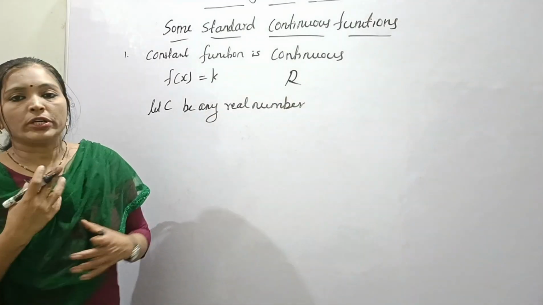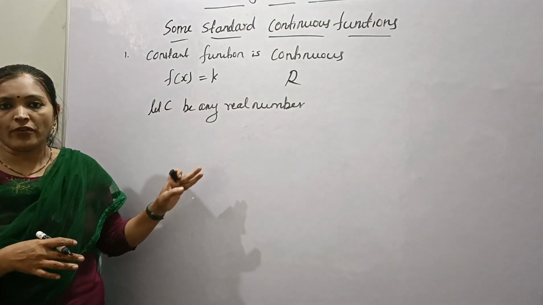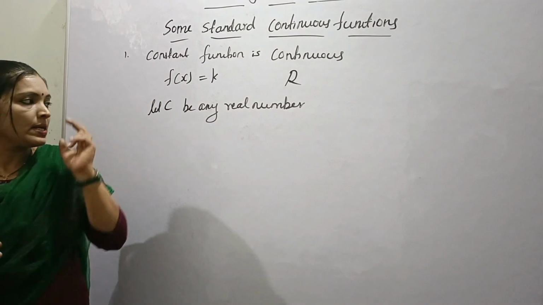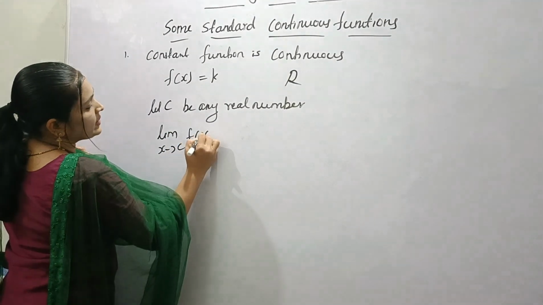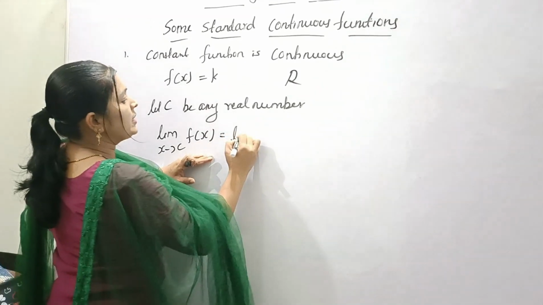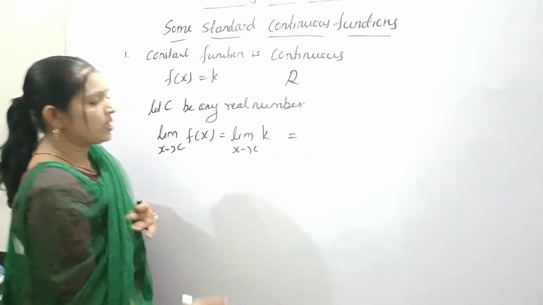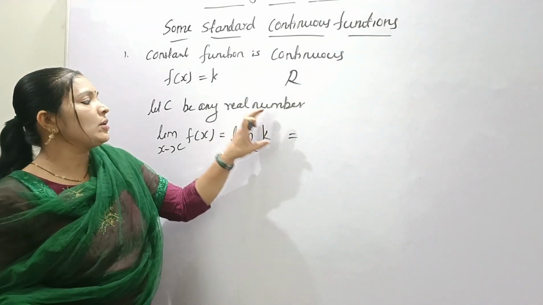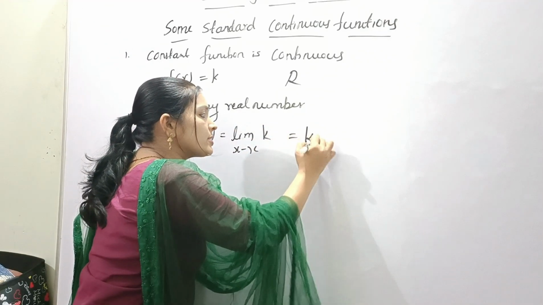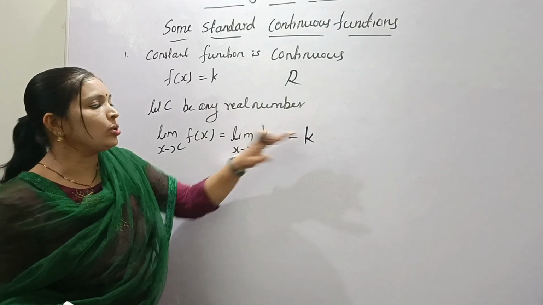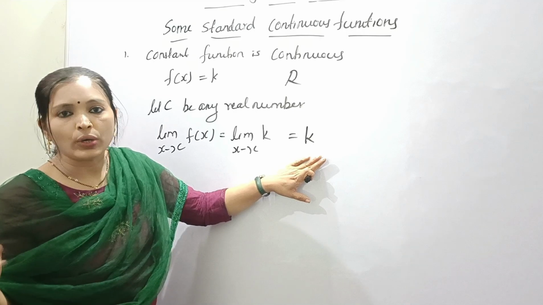Here, for continuity, what do we have to prove? Limit x tends to c, f of x is equal to f of c, right? So let's find limit x tends to c, f of x. Here f of x is k, a constant, so whatever limit we apply, the value is k itself. So limit x tends to c, k is equal to k.